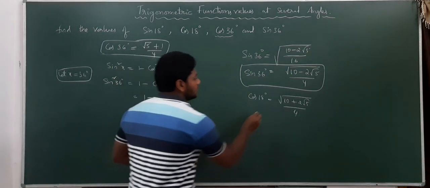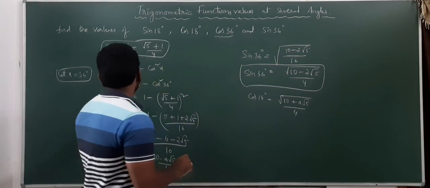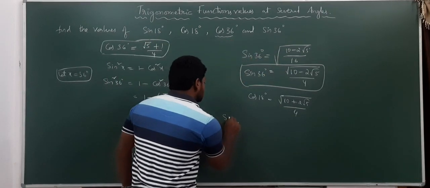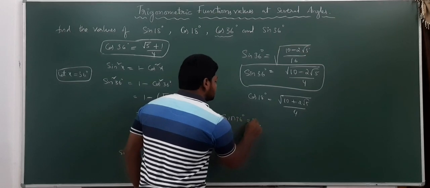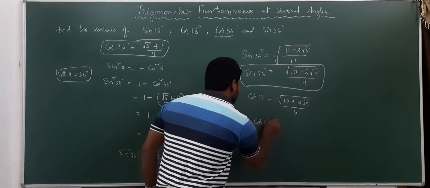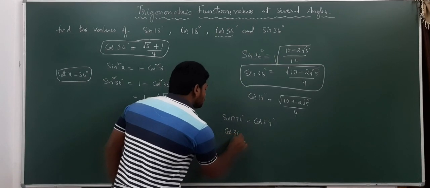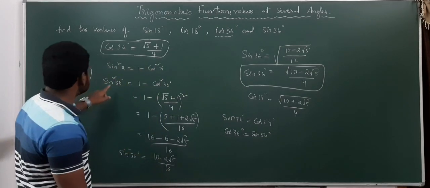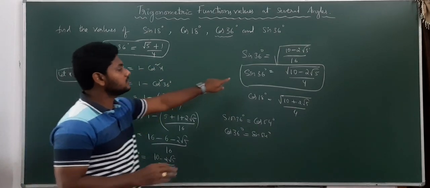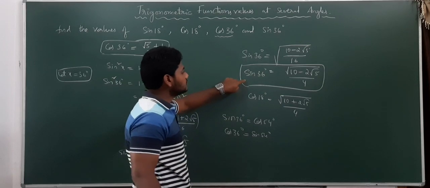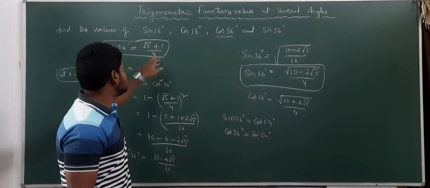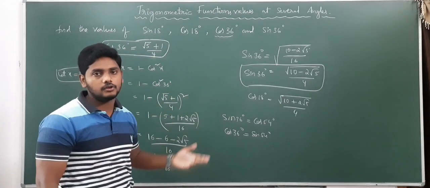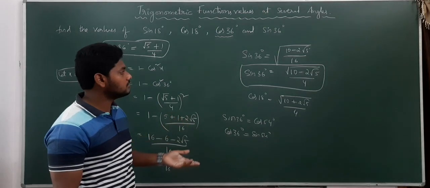Next, see, if you know sin 18, cos 18, sin 36, cos 36. What is sin 36? Sin 36 is also equal to cos 54 degrees. And cos 36 degrees is also equal to sin 54 degrees. If you know sin 36, cosecant 36 is the reciprocal of this. What is secant 36? Reciprocal of cos 36. What is tan? Sin by cos. What is cot? 1 by tan, the reciprocal of tan. So you can find those values also.